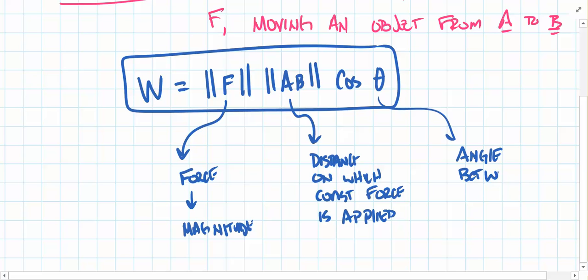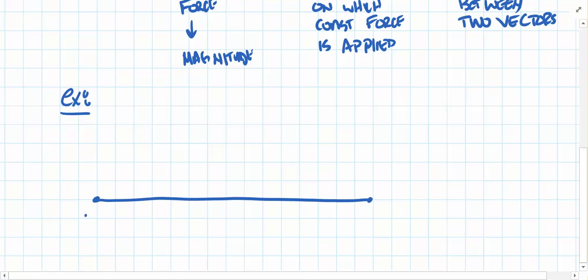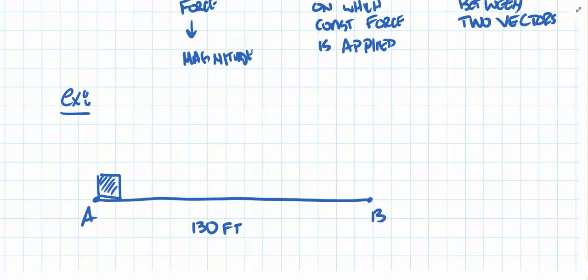The distance on which constant force is applied. So this is going to be point A, this is going to be point B, and this is going to be 130 feet. Okay? And let's say that we have this box. Here's our box here. I mean, what else would you want to do but pull a box across the floor 130 feet, right? Every Saturday we do this. So we're going to pull this box 130 feet from point A to point B.